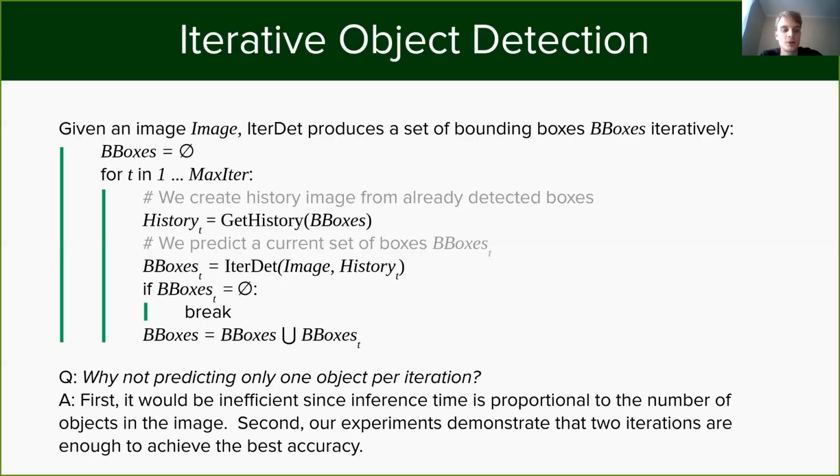So the question here is why not predict only one object per iteration and not use non-maximum suppression? Of course, it's possible, but first, it would be inefficient, since inference time is proportional to the number of objects in an image. Second, our experiments demonstrate that 2 iterations are enough to achieve the best accuracy.